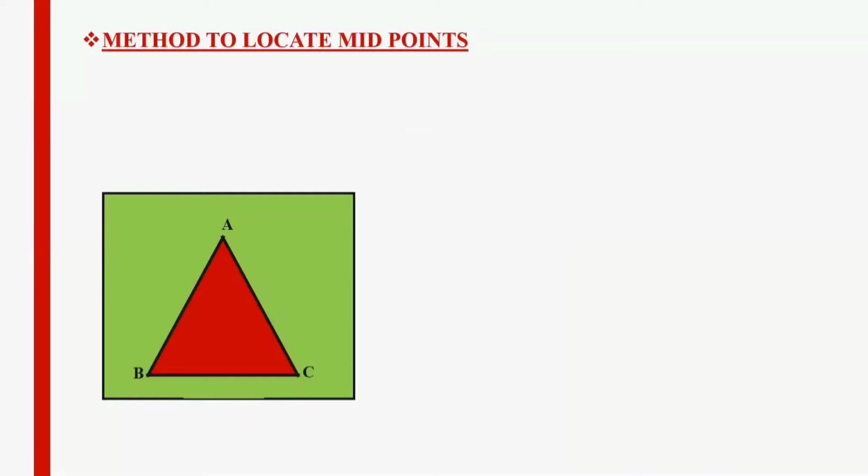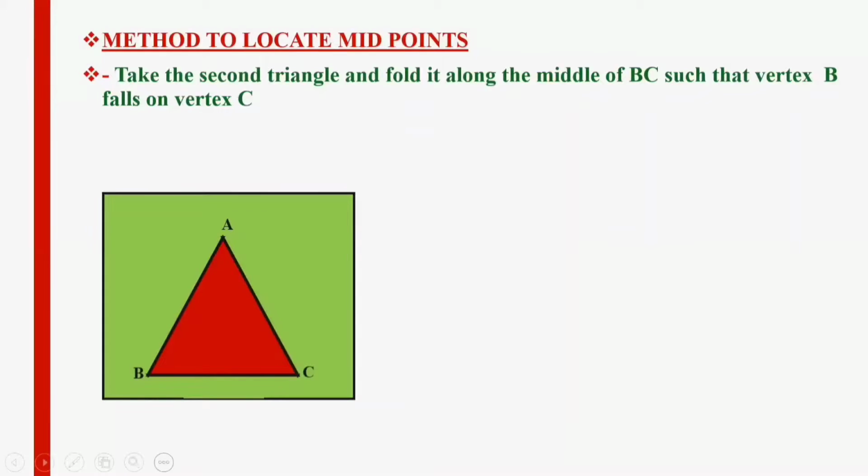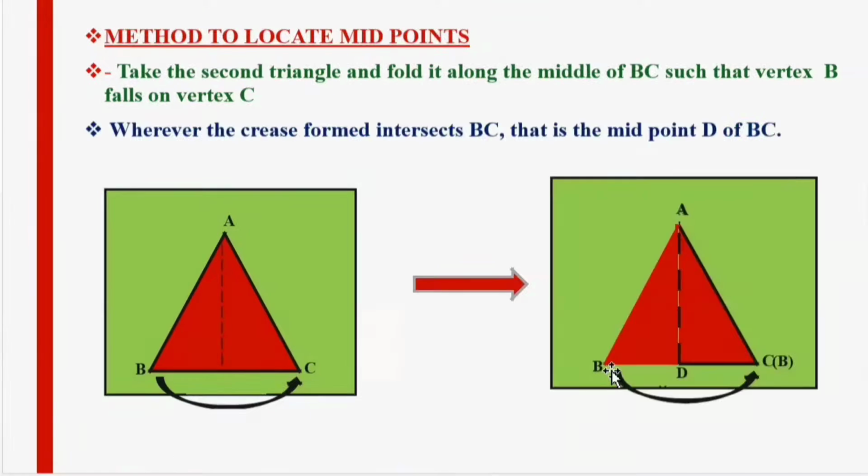So what I do is, I take the second triangle and fold it along the middle of BC such that the vertex B falls on the vertex C. So this vertex has to come to vertex C. I take the middle of the side BC and fold it such that the vertex B completely touches the vertex C.